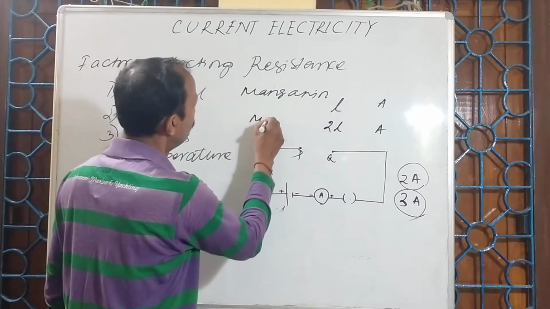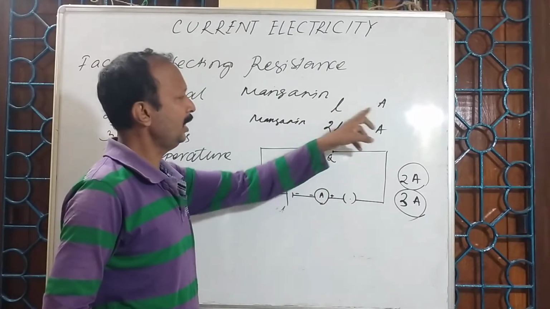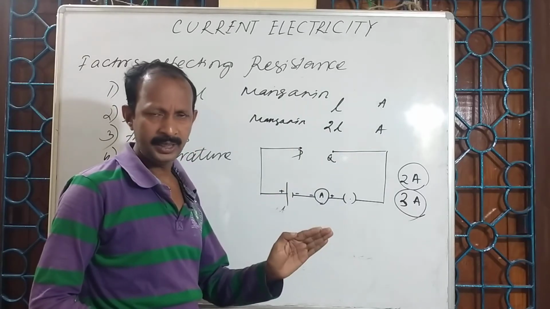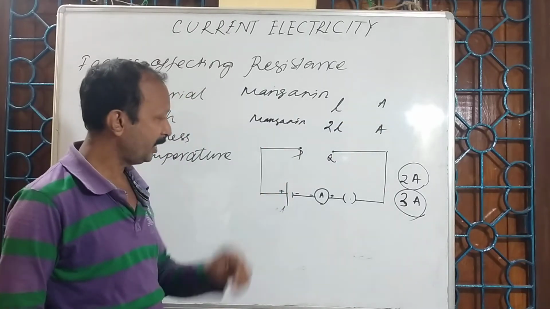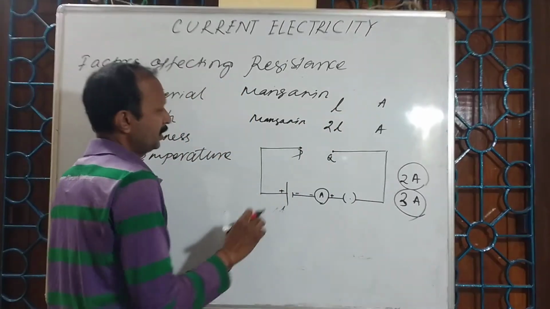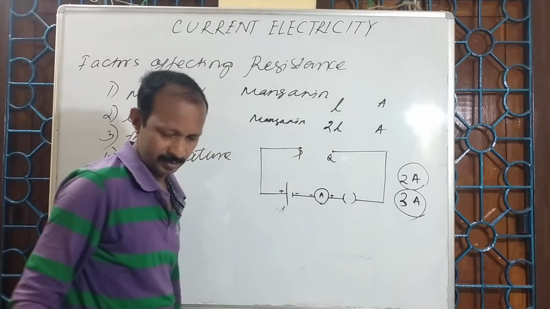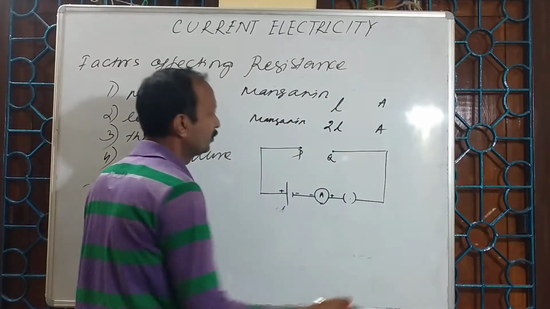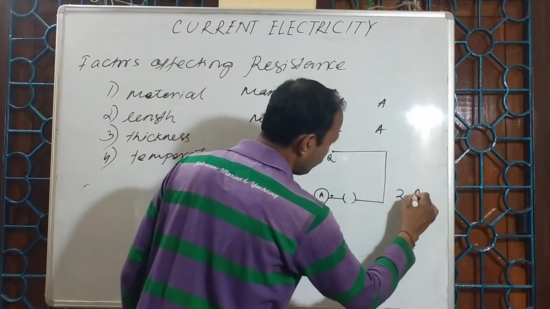This is also manganese. Length L, area of cross section A. Length 2L, area of cross section A. I have taken the same material, same thickness or area of cross section, but different length. Now I shall connect this first resistor between the two free ends P and Q, and I shall record the current through the ammeter reading. For example, in this case you got the current as 2 ampere.